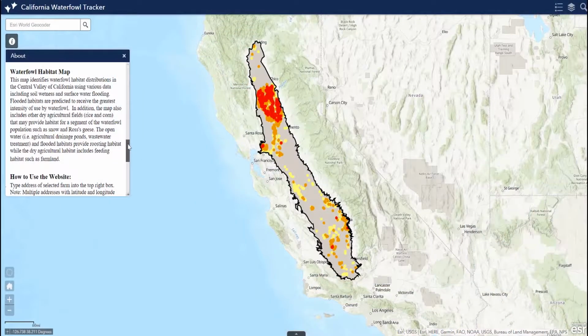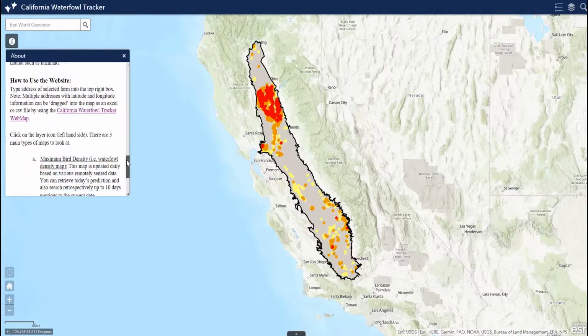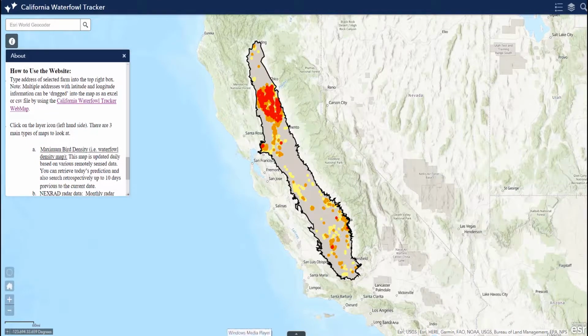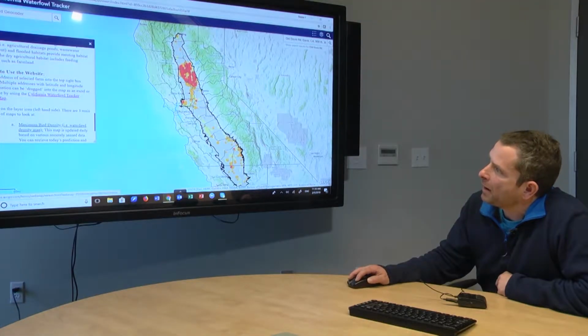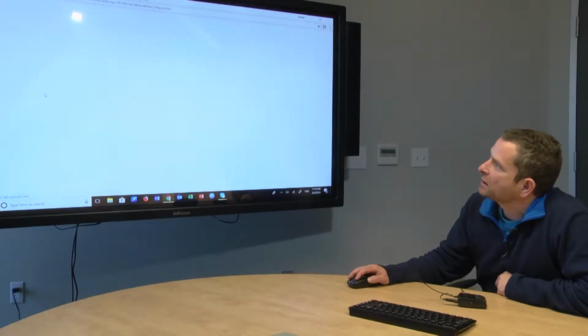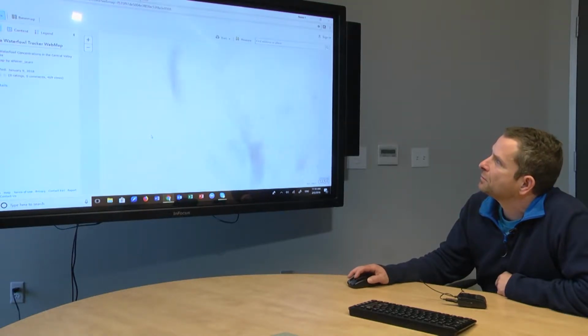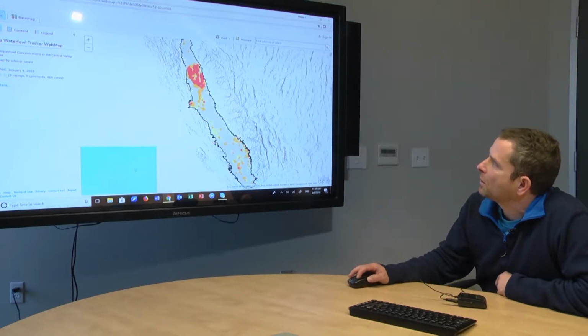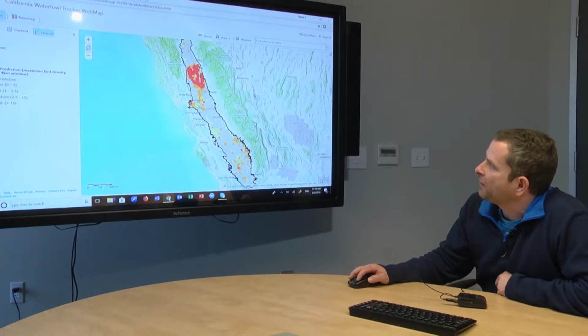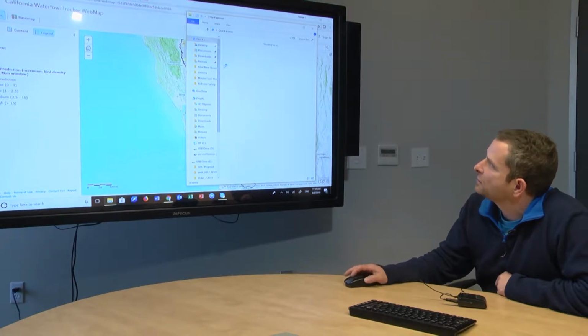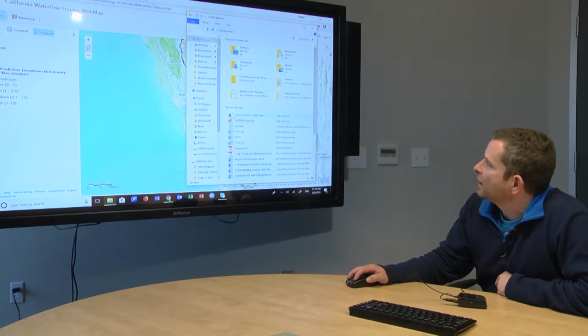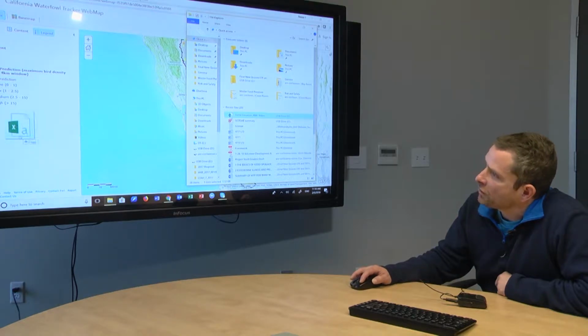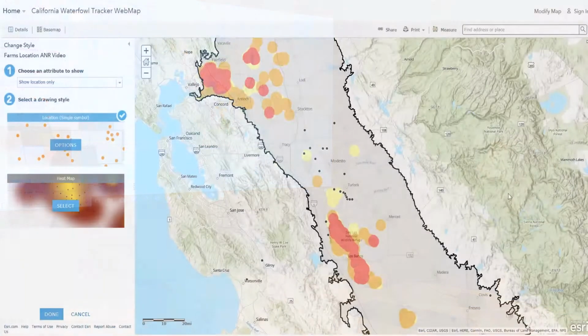If you have more than one farm location and you don't want to type in each farm over and over again, you can go to the information page and click on the California Waterfowl Tracker web map. Then you can bring up a CSV file, which is similar to an Excel file, and drag that file with address or latitude and longitude information onto your web map. These black dots are those farms.